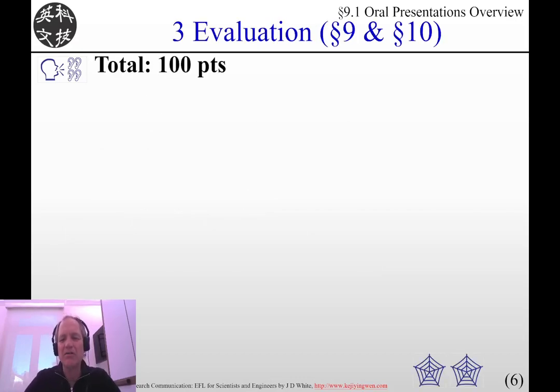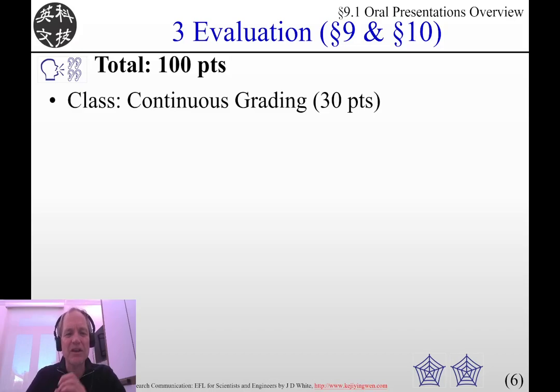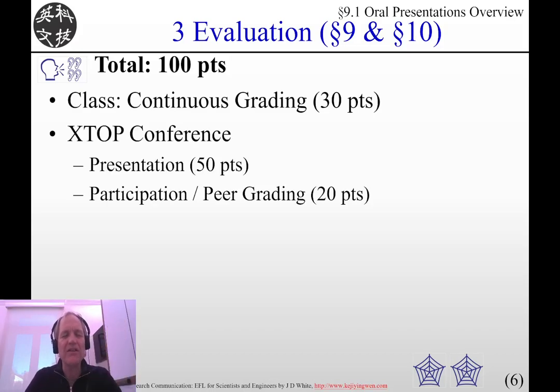Okay, now for some reason people want to know how we are evaluated. Let's echo this again. There are 100 points. Continuous grading during our classroom sessions will be 30 points. The X-Talk conference, which we hold on a Friday night and Saturday, will have a total of 70 points awarded. 50 points will be for your presentation, and 20 points for your participation and how you peer grade the other students.